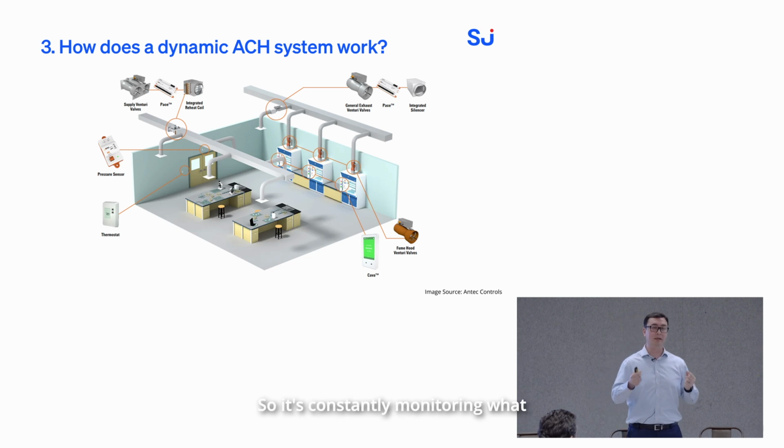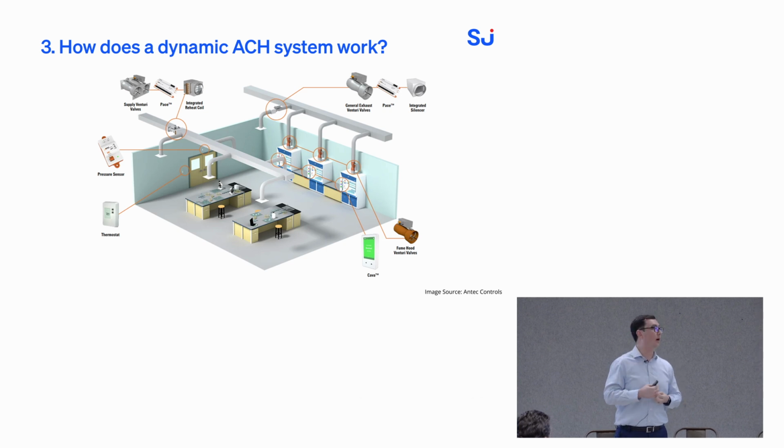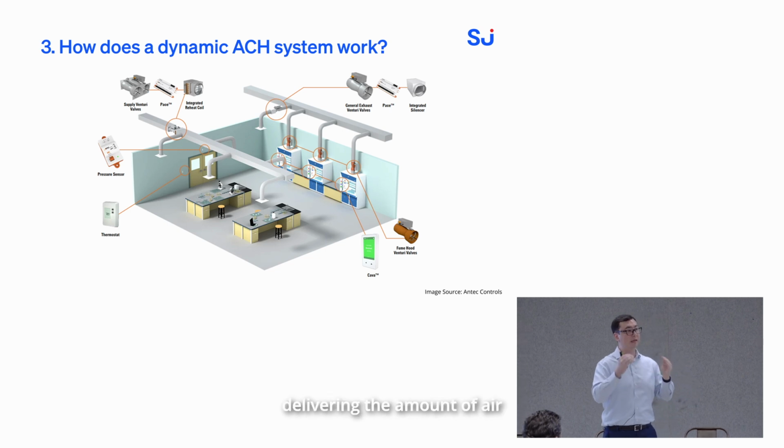So it's constantly monitoring the different contaminants and particulates in the air, and then it reduces or increases the air in response to the changes in concentration. That way we're only delivering the amount of air that's really required.